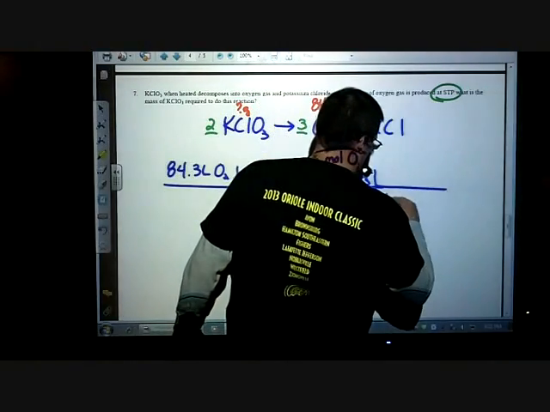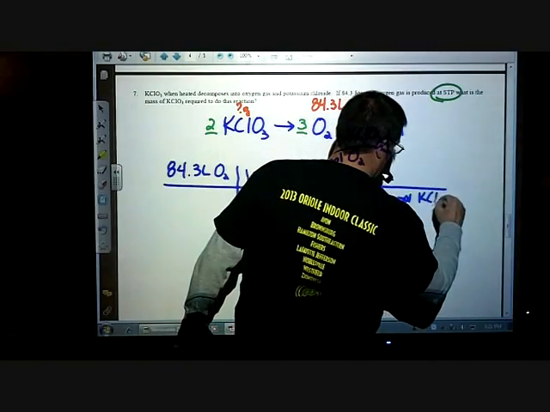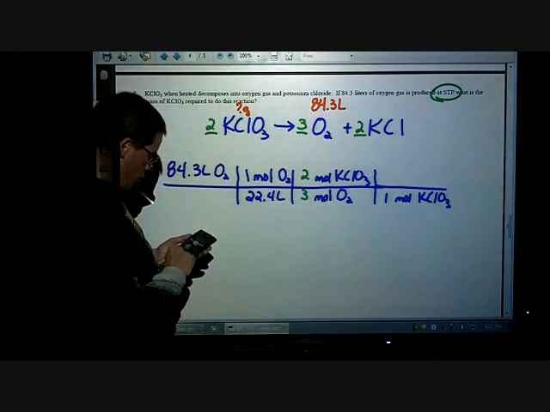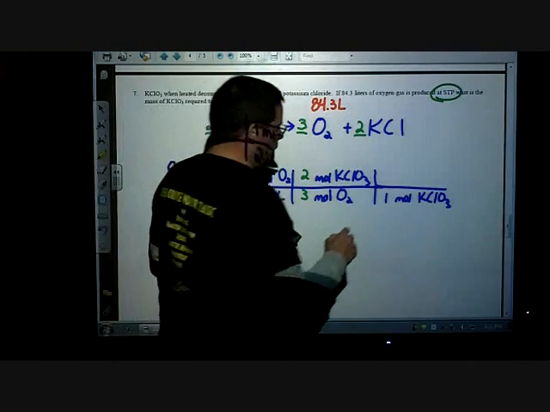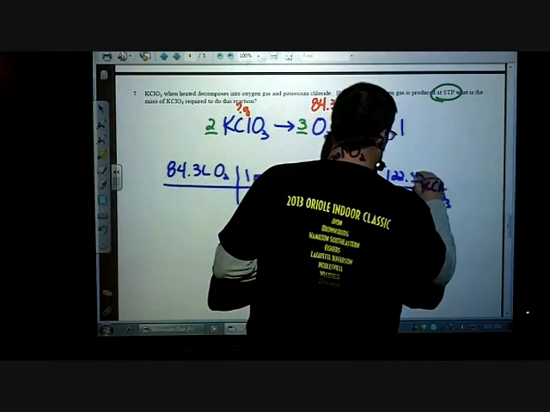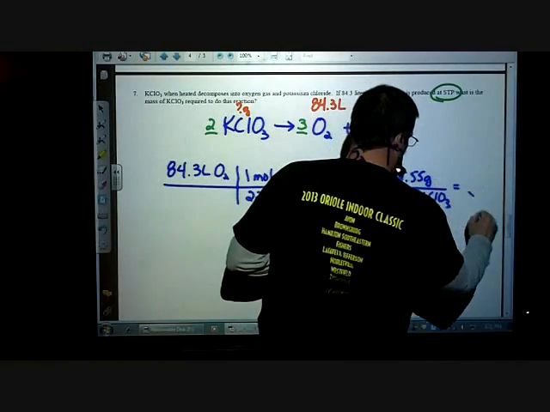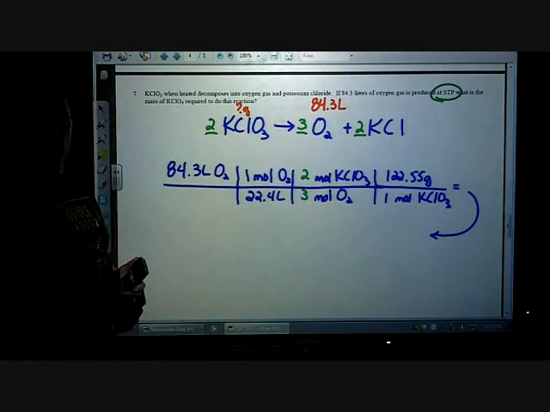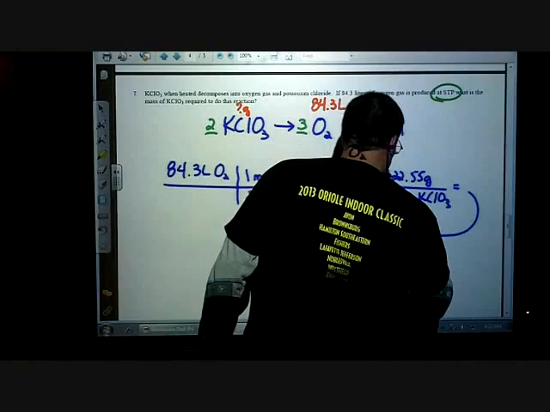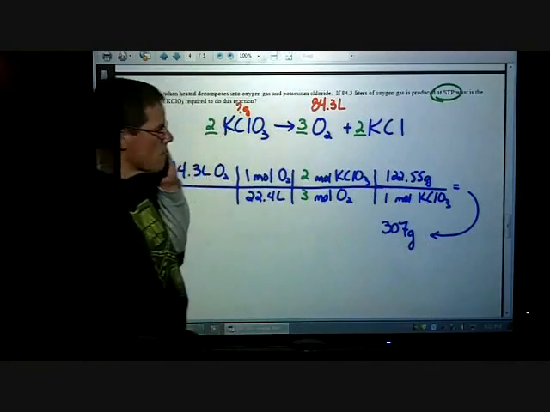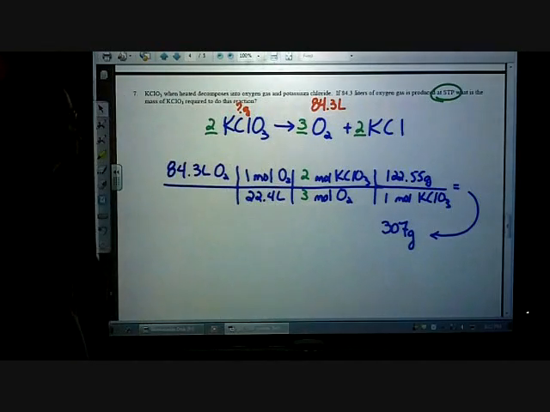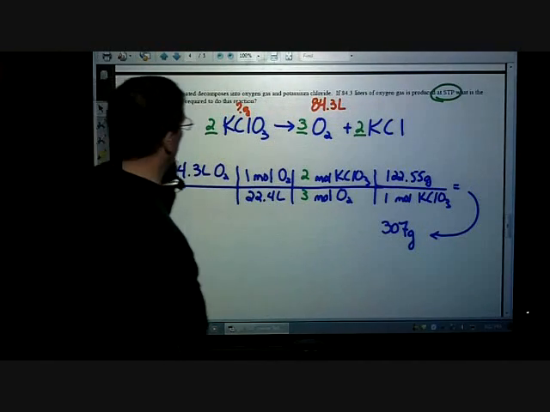So 1 mole of potassium chlorate has a molar mass of 39.1 plus 35.45 plus 3 times 16. So the molar mass is 122.55 grams. And what's nice is, that's all we need to do for this problem and solve for that. And that is grams. Okay. So really, that one shouldn't be too difficult either.